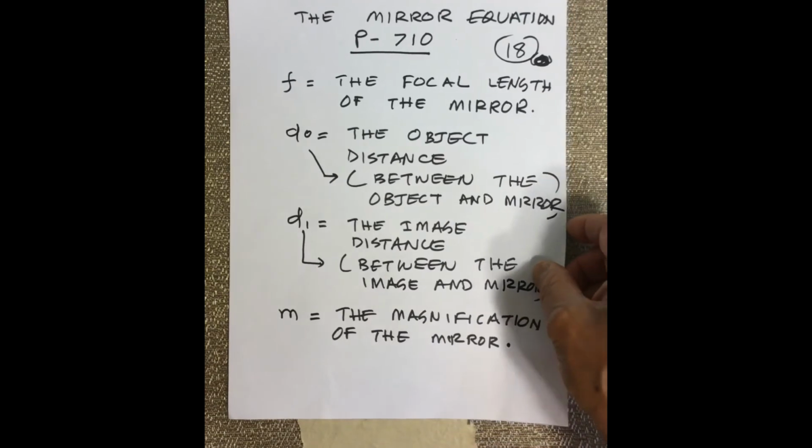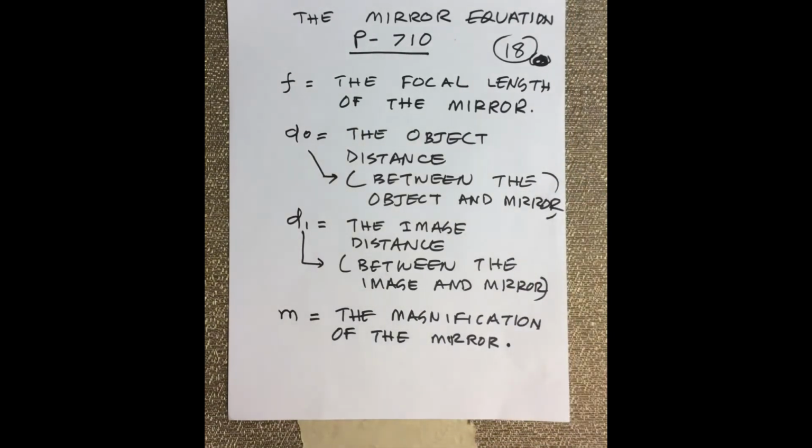And now it's an important topic here, which is known as the mirror equation. F is the focal length, as I said. D0 is the object distance. Then Di is the image distance. We want to find out the magnification of the mirror.